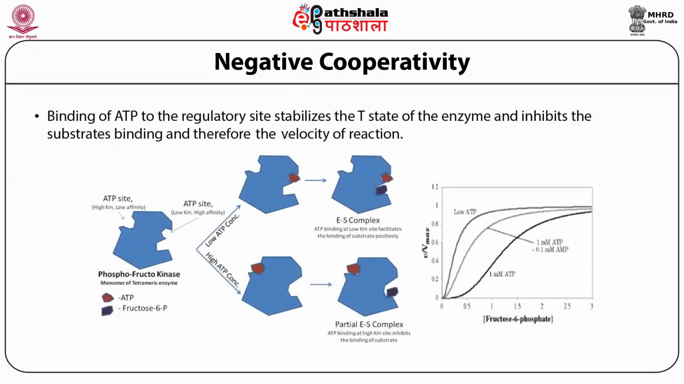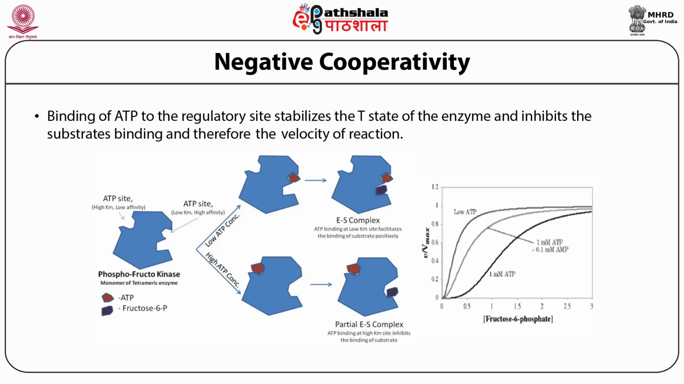In this example of negative cooperativity, you can see this is an enzyme of glycolysis. It's a tetrameric enzyme, and here is how nicely the regulation occurs through allosteric control using enzyme cooperativity. This is one of the best examples showing that.